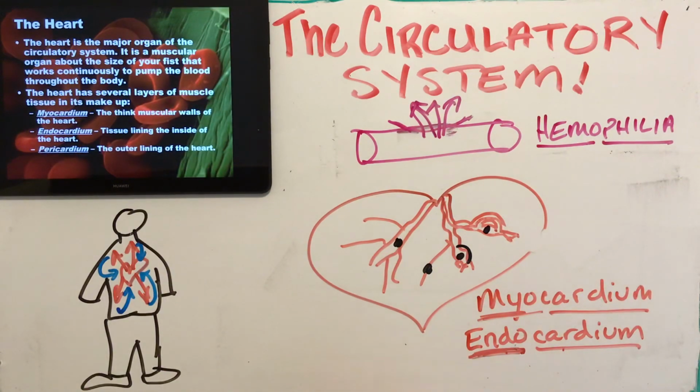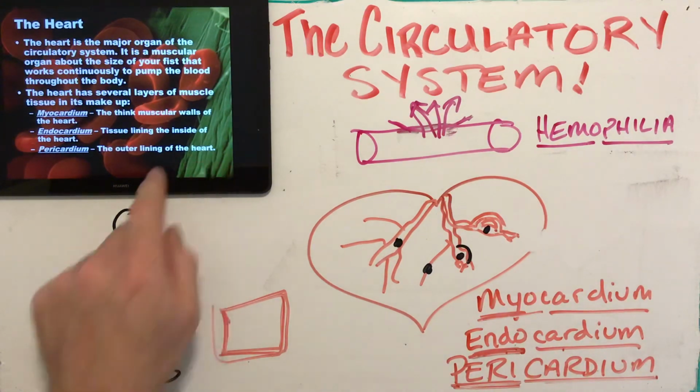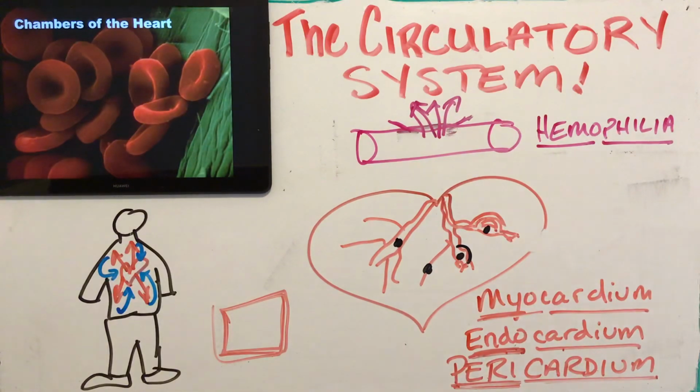And then on the outside, we have the pericardium. Cardium again meaning heart. Peri is outside, right? If you had to measure a shape in elementary school, you would have had to measure the perimeter, and the perimeter is the distance around the outside. Perimeter, pericardium. It's the outer lining of the heart. All right? So we'll get into the chambers of the heart and that stuff tomorrow.